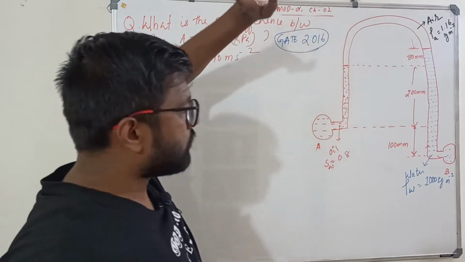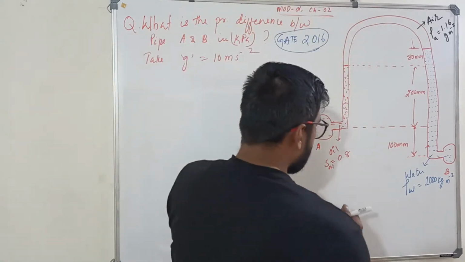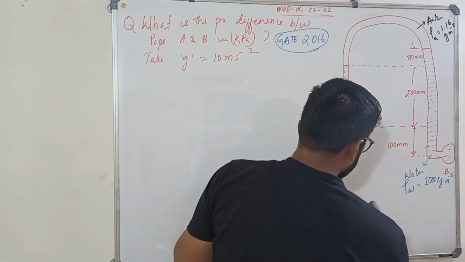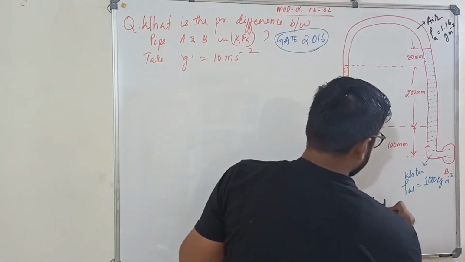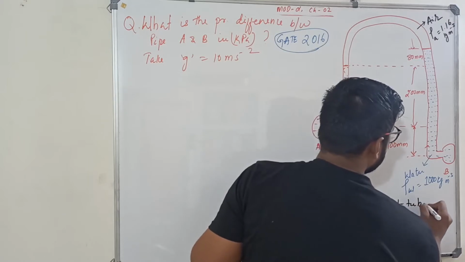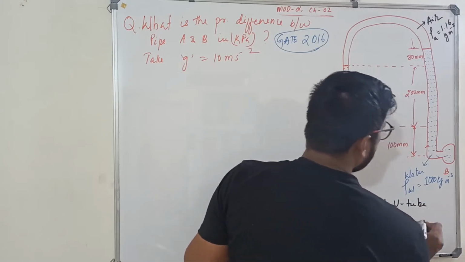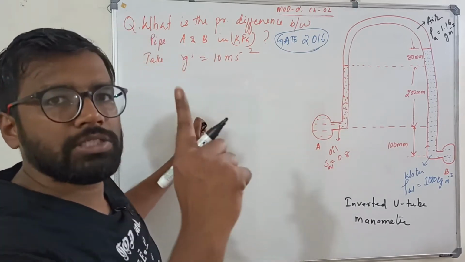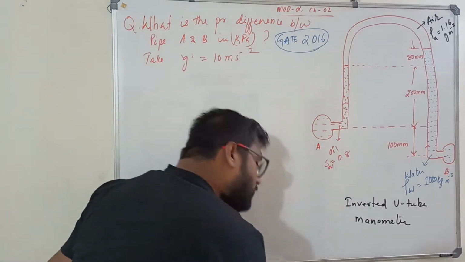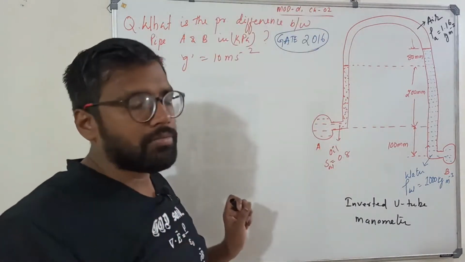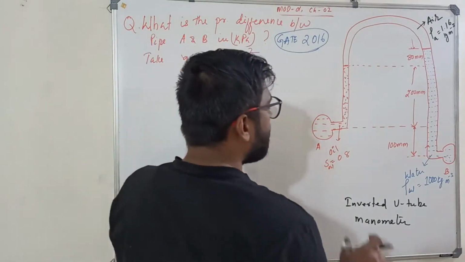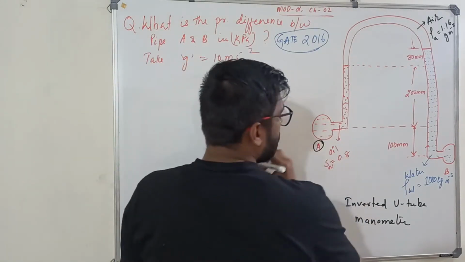Now this is the question. Which kind of manometer is here, sir? This is an inverted U-tube manometer. You remember our gauge equation, na? The gauge equation I told you: downward positive, upward negative. Remember that. So here you have pipe A.